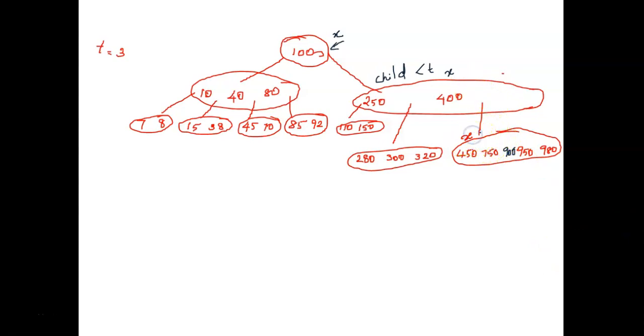Now x becomes this node, so we'll do with 450. So I find 450 in leaf, so simple deletion would do. Okay, so in this case we have explored the case of 3c where you combine 2 children and you have deleted. So 3c plus 1. Okay.